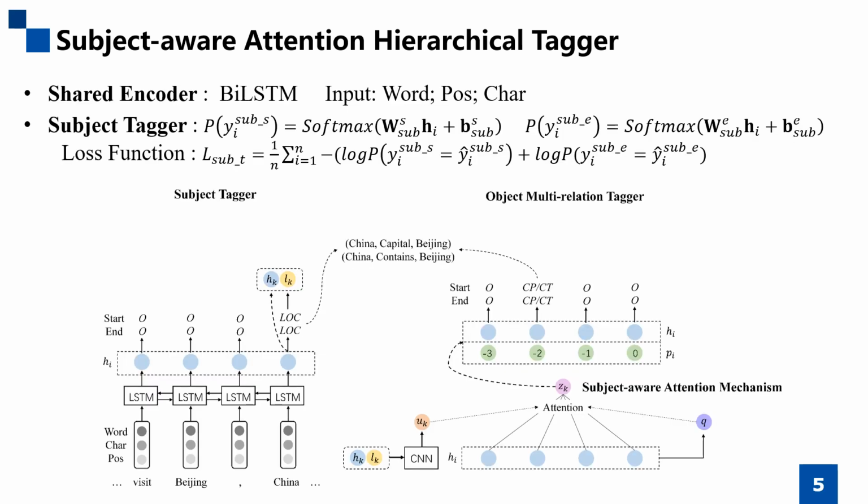This is our model. First, we encode the input text by a shared bi-LSTM encoder. Each token in a sentence contains three parts: the pre-trained word embeddings, the part-of-speech embeddings, and the character-based word features. Second, the subject tagger identifies all the subjects in the input sentence. As discussed in the tagging scheme, the positions of entities are divided into start and end, so it adopts two linear layers to predict their type at positions of subjects. We optimize the loss function for the subject tagger.